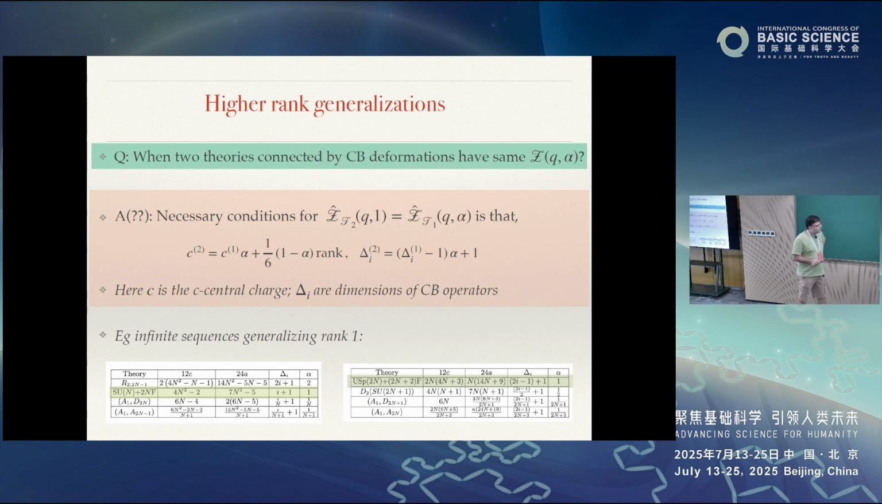An experimental rule that we came up with is that if the central charges of two theories are related in a simple, correlated way with the dimensions of the Coulomb branch operators, then the Schur partition functions are related through this alpha, as we discussed before. And there are infinite sequences of examples.